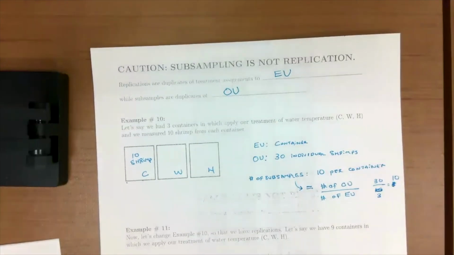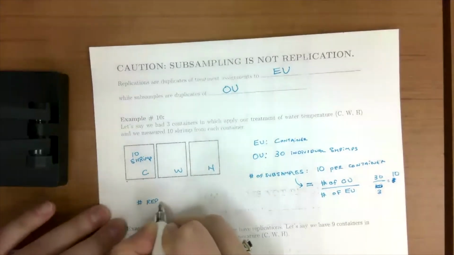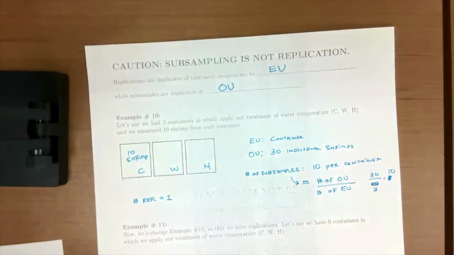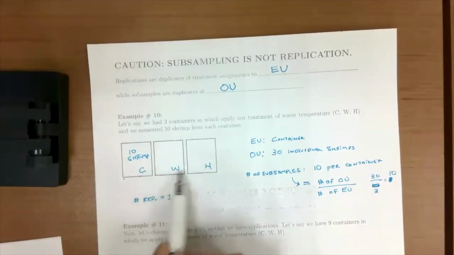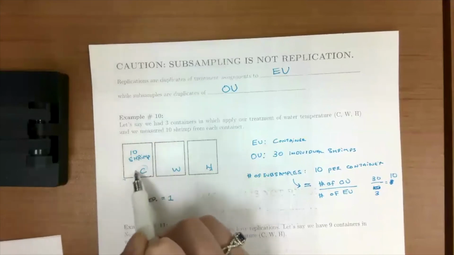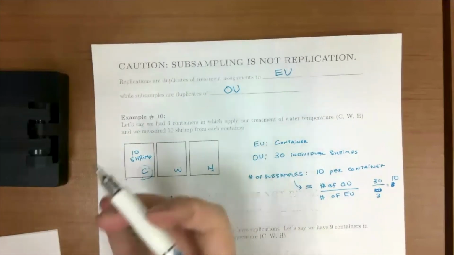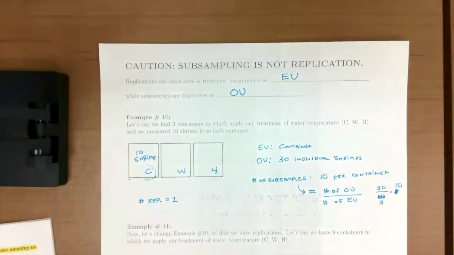Here, the number of replicates is equal to 1 because we only have 1 experimental unit per treatment. Our treatments are cold, warm, hot. We only have 1 experimental unit, the container, for our treatment of cold. And so with 1 replicate, we can't do any inference.